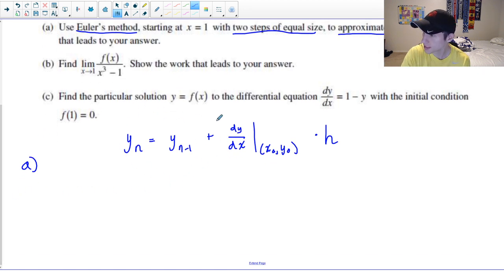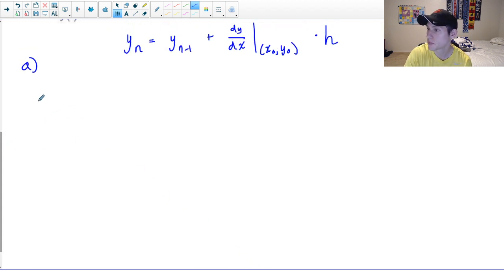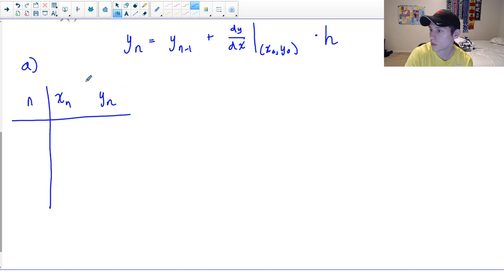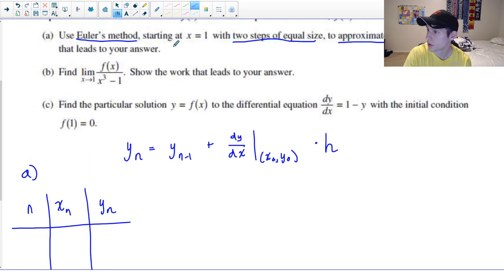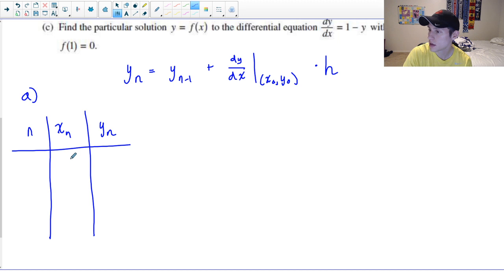Okay. All right, so this is the formula for how we get from one step to the next for Euler's method. You might remember for this we made a table. So I'll go ahead and make a little table for myself for n, xn, yn. Now I already know my starting point, the initial condition f of 1 equals 0. So I know that if I plug in 1, I'll get 0. So that's my 0th step.